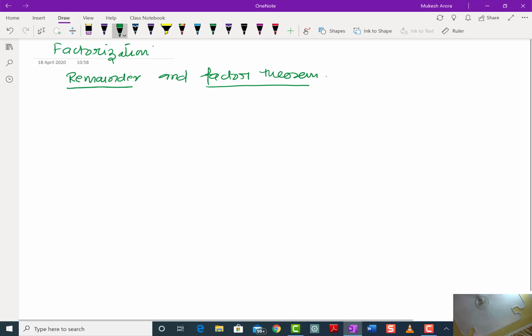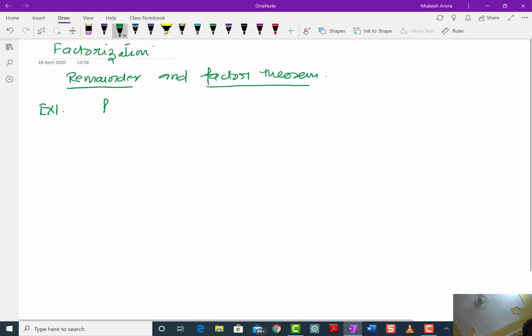The remainder and factor theorem is that without actual division, we have to see whether the number is exactly divisible by the given number or not. If it is exactly divisible, then it is a factor theorem. If it is not exactly divisible, then it is a remainder theorem. So how do we do it?